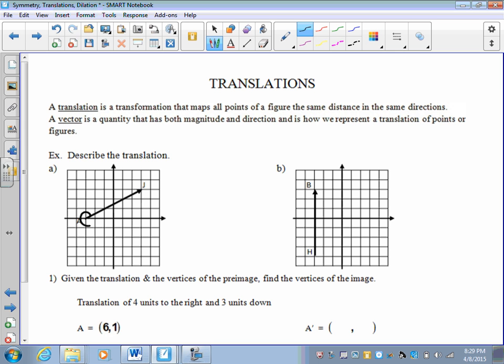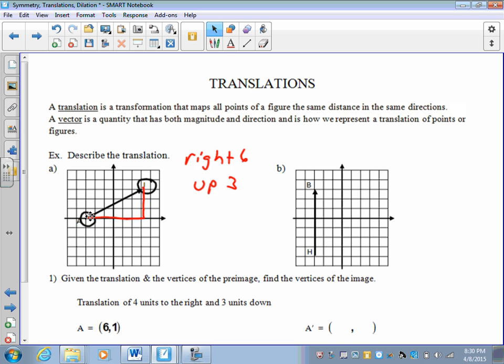From A to J, what did I do? How far did I go from the right? Well, from A, I went over 1, 2, 3, 4, 5, 6. So I went to the right 6, and I went up 3.